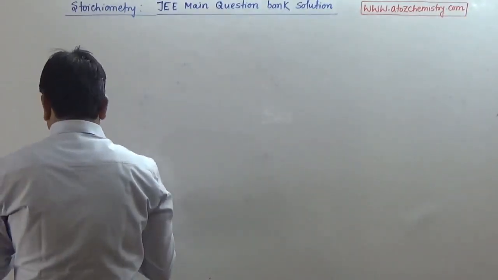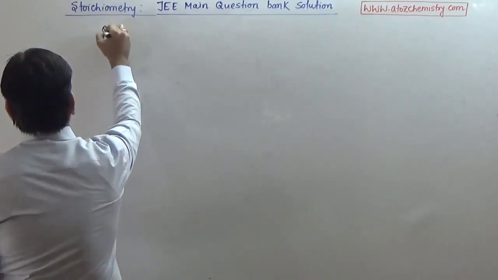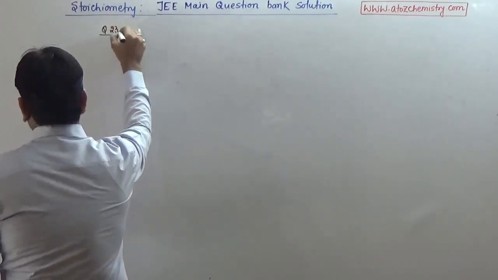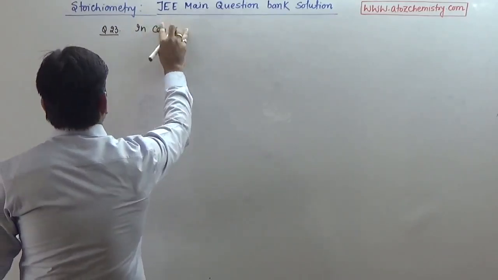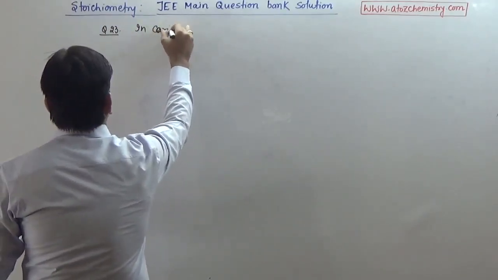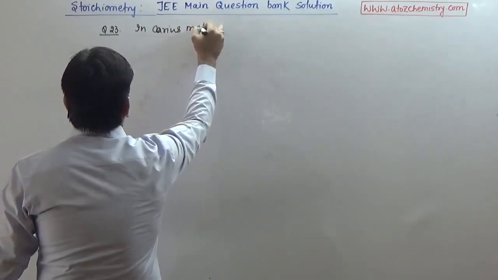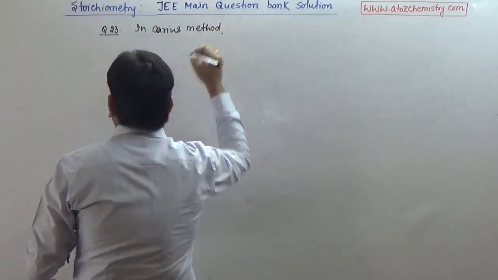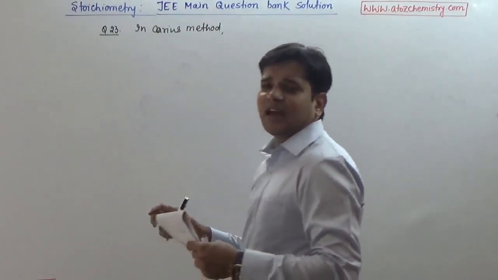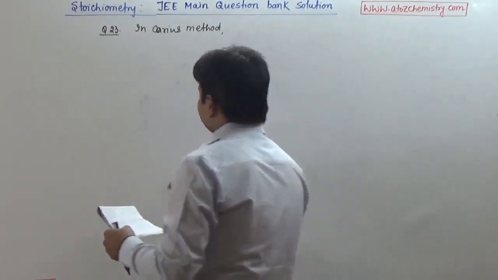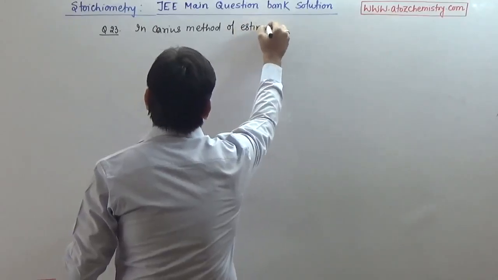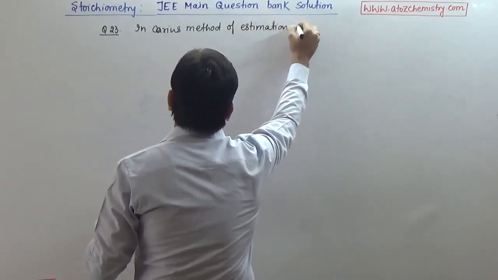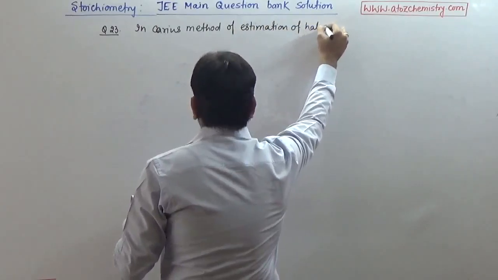Now two questions we are asking in 2015. Question number 23. In the Carius method, again you don't need to know about the Carius method, just like I have told you for the Kjeldahl method. This is an organic method of estimation of halogen in an organic compound.